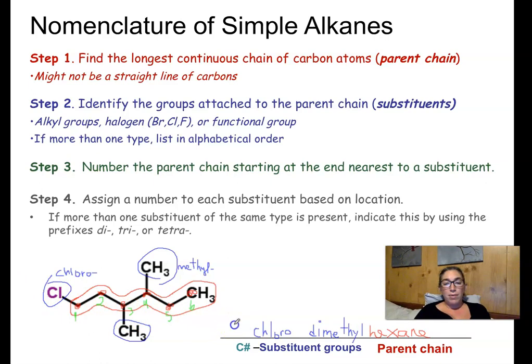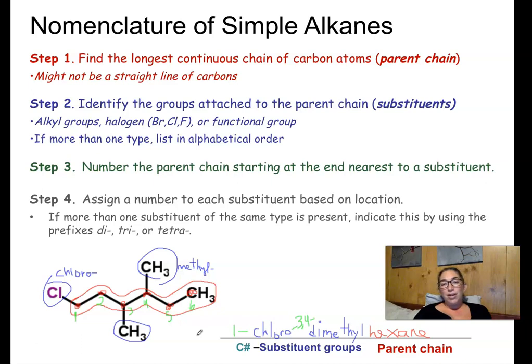Chloro is coming off of carbon 1, dash chloro, and the methyls are coming off, one's coming off of carbon 3, the other's coming off of carbon 4. So I'm going to do dash 3, comma 4, dash dimethyl. I didn't really leave myself enough room here, so that's why I drew it like that. And so this would be called 1-chloro-3,4-dimethylhexane, which is a mouthful.